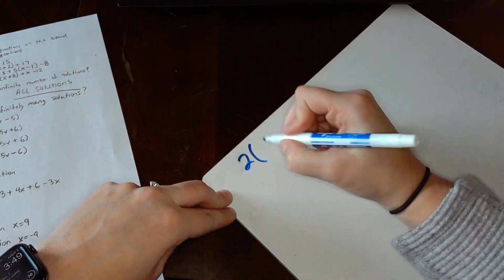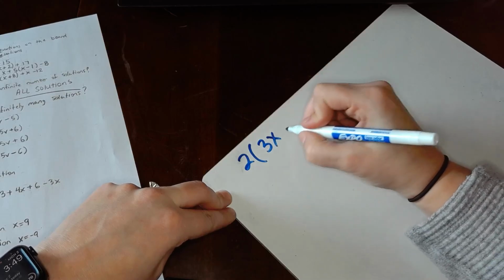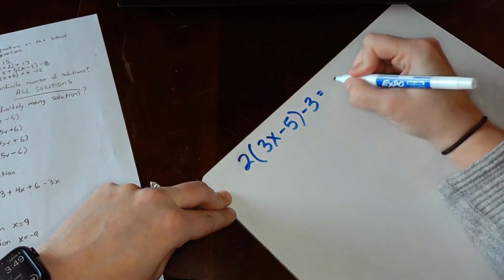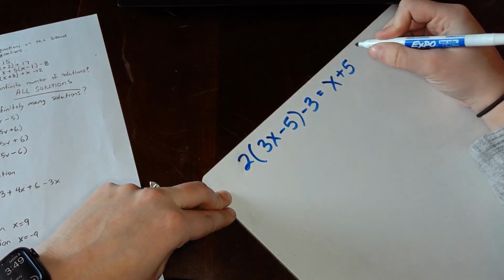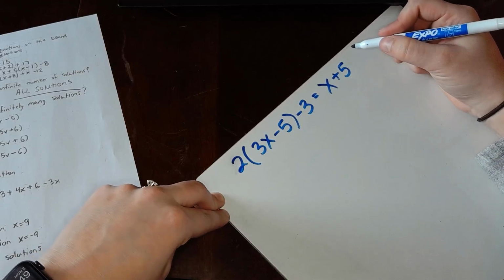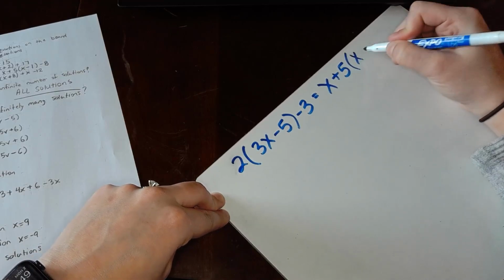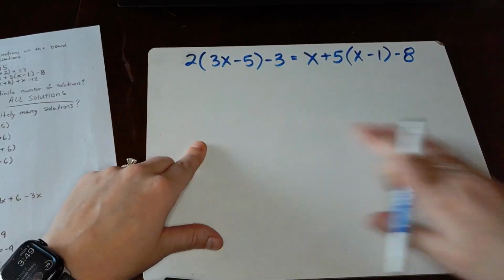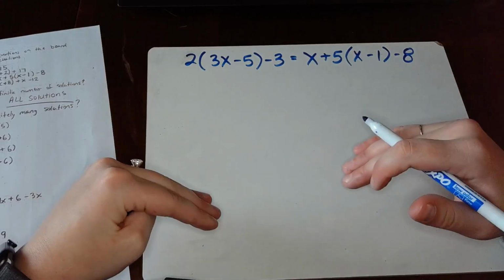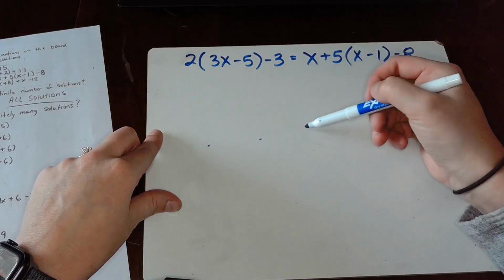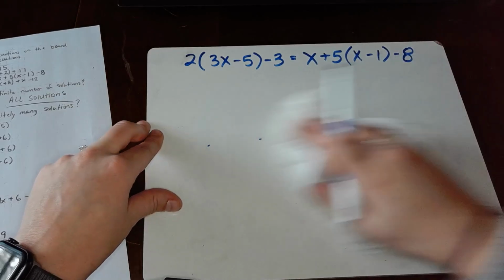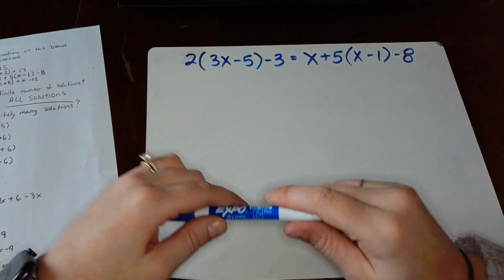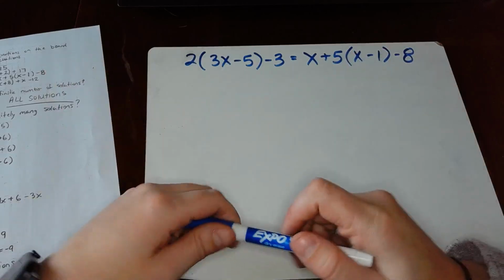So you'll have 2 in parentheses 3x and a negative 5, and negative 3 equals x and a positive 5 in parentheses x negative 1, negative 8. This is a very long equation. So this is equation 3. We need to break it down to where we get a variable and a constant equaling a variable and a constant. In doing that, we'll be able to determine if there's all or infinitely many solutions, no solutions, or 1.